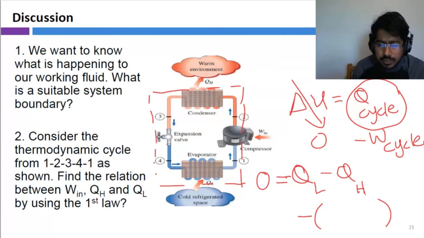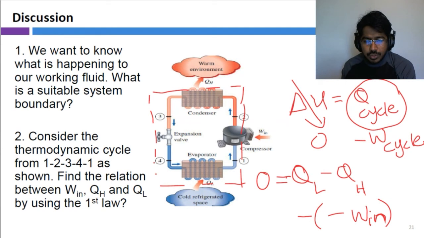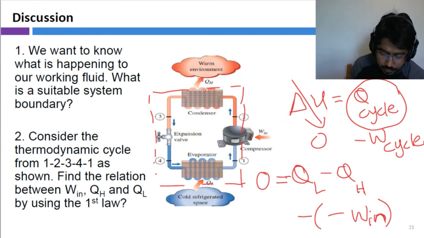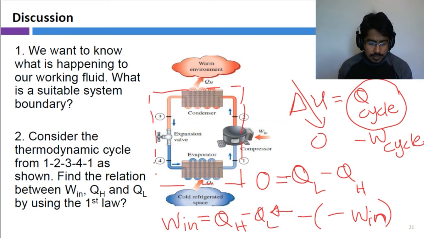Work coming into the system is always negative, right? Therefore, we put negative W in. So when you are substituting the values for QL, QH, and W in, you just substitute the numbers. Now we have already applied the sign, therefore, that's why, right? So therefore, you can say that W in equals QH minus QL. This is the relationship that we were looking for.